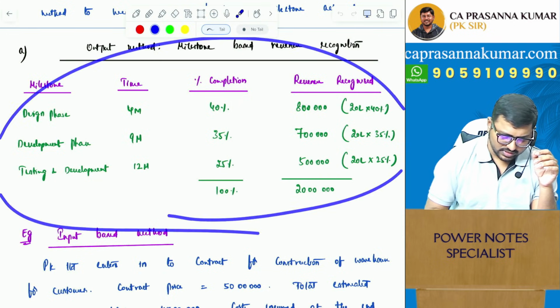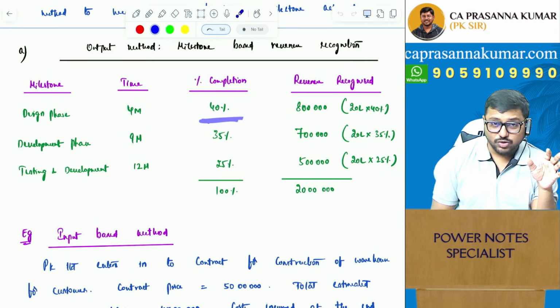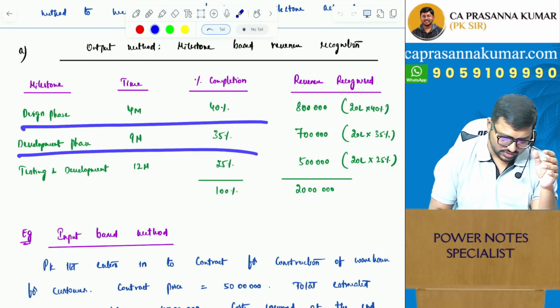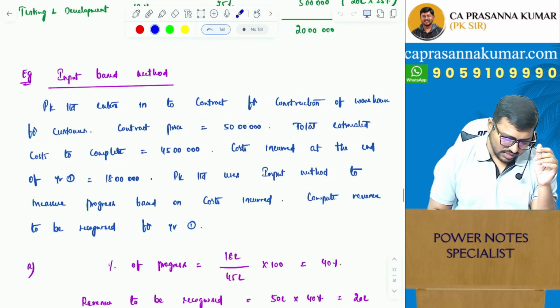That's all. Very simple. You just see the percentage of completion. This is not cumulative percentage of completion. This is individual percentage of completion with respect to the respective works. Got it? Input based method.